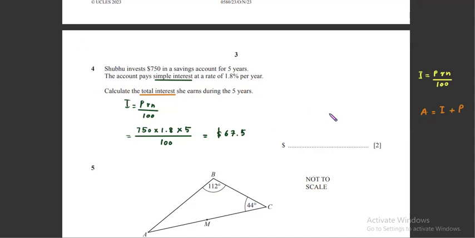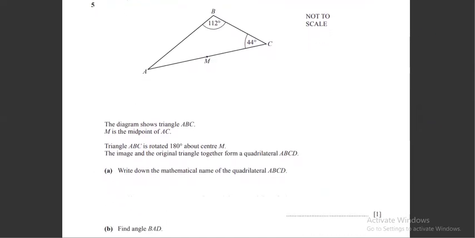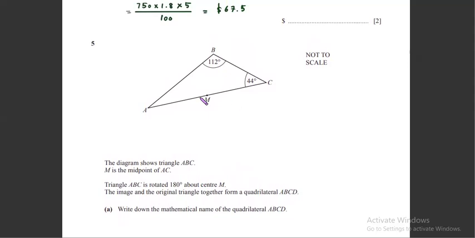Let's move on to question number 5. In question 5, we are given a triangle with 2 angles given. The diagram shows a triangle where M is the midpoint, which means this side and this side will be equal. This triangle is rotated 180 degrees about the center. The image and the original triangle together form a quadrilateral ABCD. So somewhere on this side, we will have D. Write down the mathematical name of the quadrilateral ABCD.